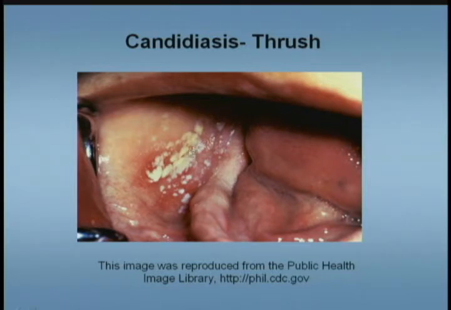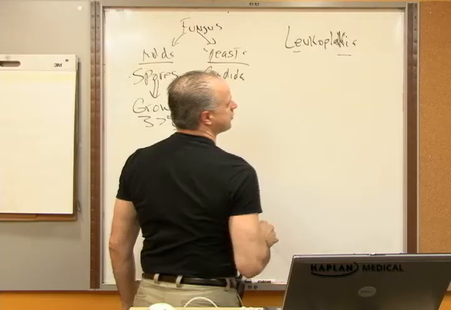How do you know that white plaque there is not pharyngitis? Because it's happening on the buccal surface. It's not happening in the pharynx, not far enough back. How do we know it's not oral hairy leukoplakia? White plaques. How do you know it's not oral hairy leukoplakia?